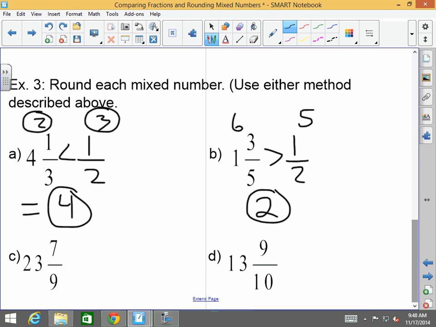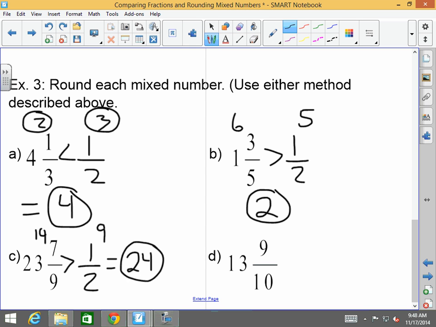23 7/9. Compare it to 1/2. 2 times 7 is 14. 9 times 1 is 9. Which is the larger cross product, 14 or 9? So is 7/9 greater than 1/2 or less than 1/2? It's greater. So since it's greater, the whole number goes up by 1 and you drop the fraction.